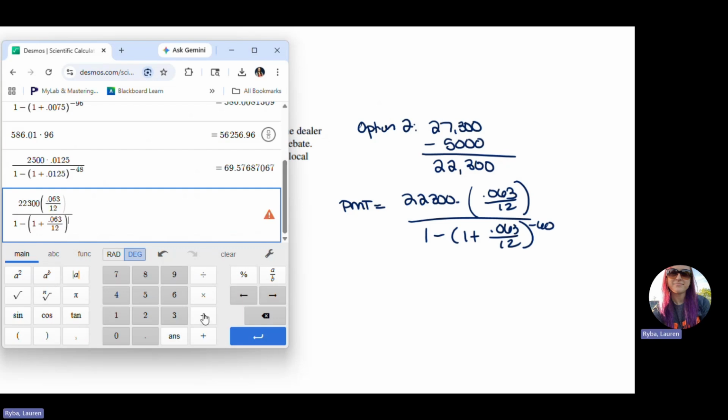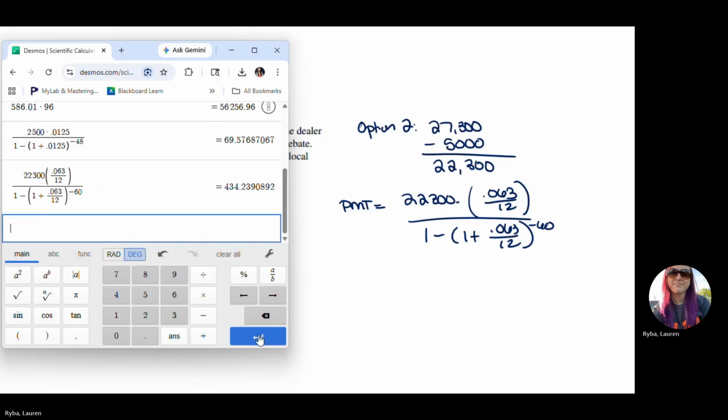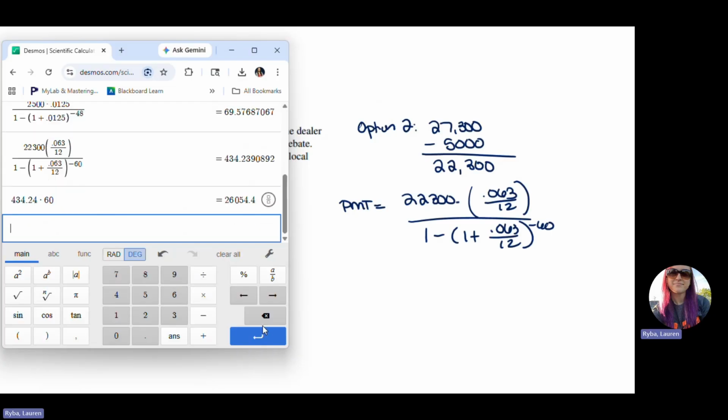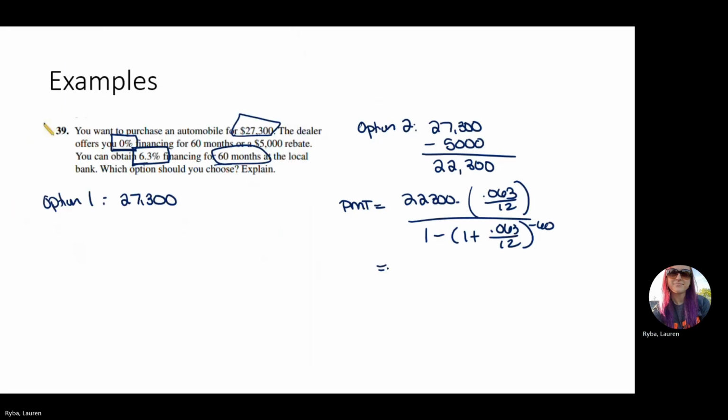Raise it to the negative 60 power. So my monthly payment is $434.24, but I make that 60 times. Meaning, in the end, I've paid $26,054.40 for the car. Let me put this out here. It was $434.24 times 60 gets me to $26,054.35.